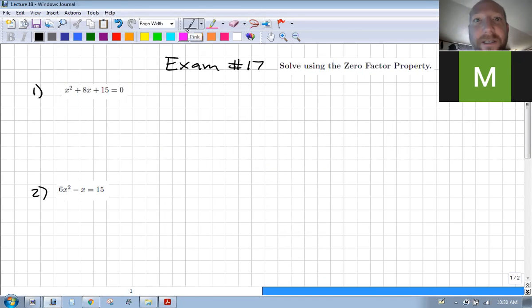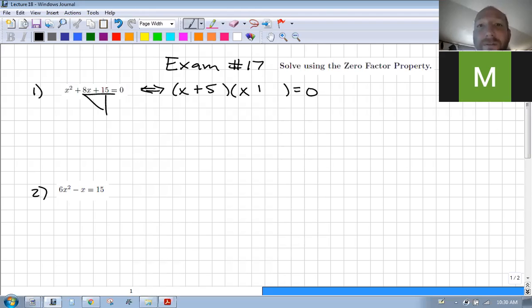Last time we had exam number 17. Let's see if we can solve number one. I think we can do this by eye here. We're going to factor this. They want us to use the zero factor property. We know we need an x and an x for the x squared. Now to get the 15 and the 8, we need two numbers that multiply to give us 15 but add to give us 8. And that would be a 5 and a 3.